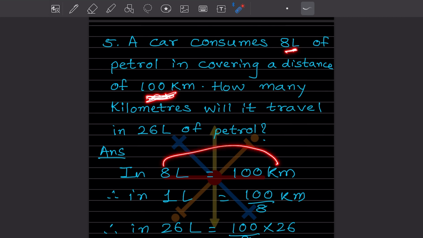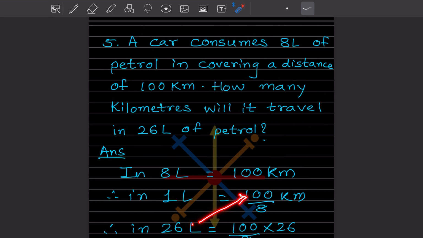So in 1 liter will be how much? Again, cross multiply, 1 into 100 will be 100, and this 8 will go in the denominator. Now in this kind, instead of solving this, we can keep it as a fraction, because we have to see further, right? So what did they say? How many kilometers will it travel in 26 liters? So when 1 liter is 100 by 8 kilometers, 26 liters, how much?